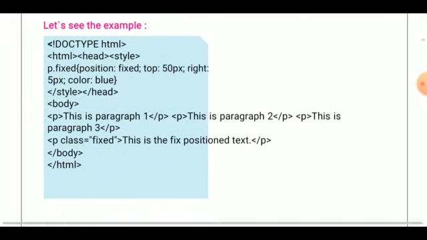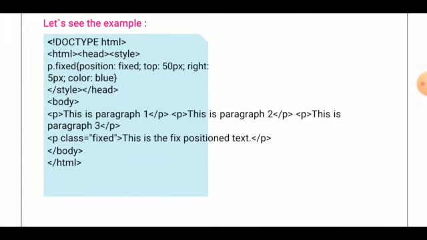You know. Okay. In curly brackets, position: fixed. Here the position value is fixed. Then semicolon, top: 50 pixels. Top value is 50 pixels, and right is 5 pixels. And color blue. Next, end of style, end of head. Here the declaration is complete, and the head tag also ends.